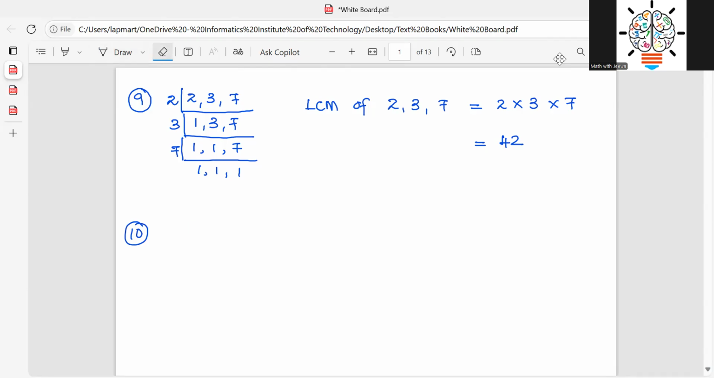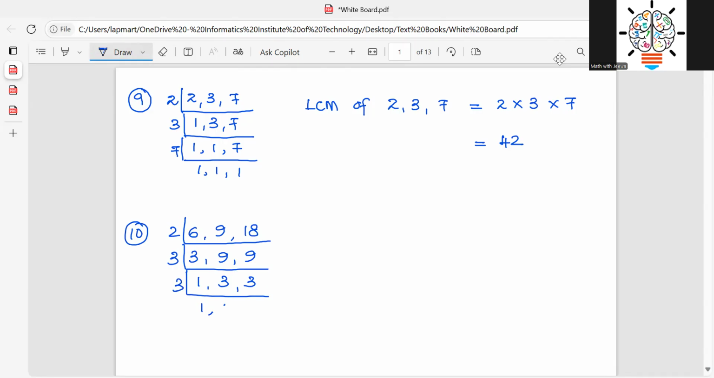I'll write them in order: 6, 9 and 18. It's easy for me to do the division. First I divide this by 2: 3, 9 and 9. Then I divide this by 3: 1, 3 and 3. Again I divide this by 3: 1, 1 and 1. So then I write here LCM of 6, 9 and 18. How do you do this? 2 times 3 times 3. 2 times 3 is 6. 6 times 3 is 18.